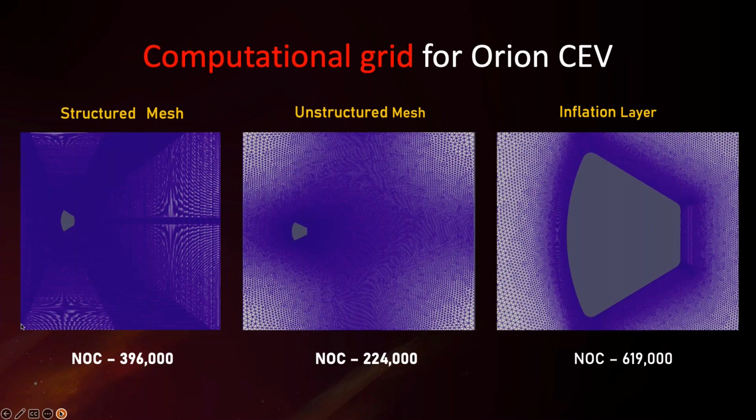We spent quite a lot of time understanding the grids and how the grids affected the solution, basically by doing structured mesh, unstructured mesh, and also fine inflation layer grids. The number of grid points varied from almost 224,000 to 619,000, and as you can see, the grids are well resolved. For example, for the inflation layer around the body, we needed a high resolution close to the surface to capture the heat transfer.